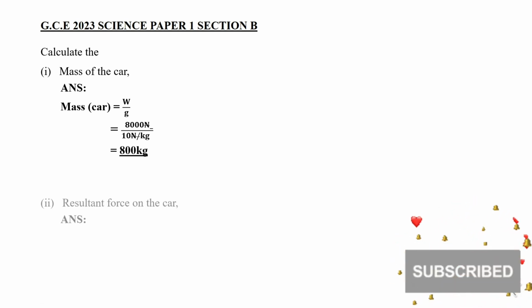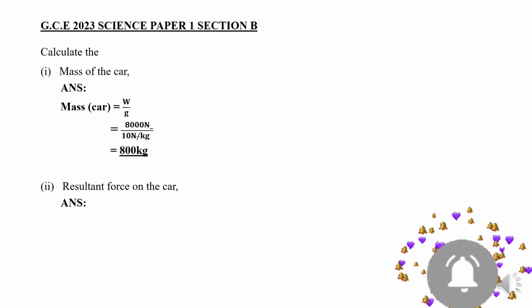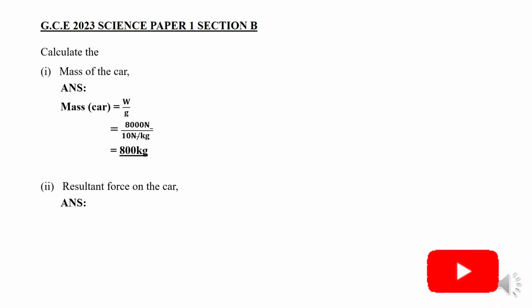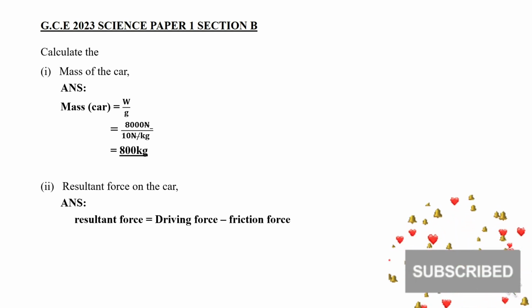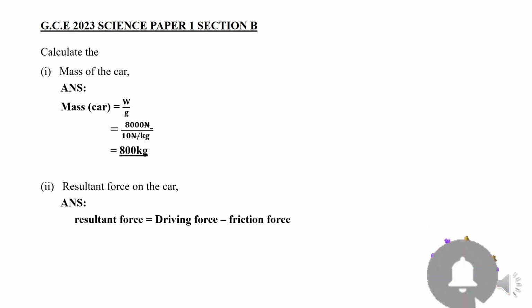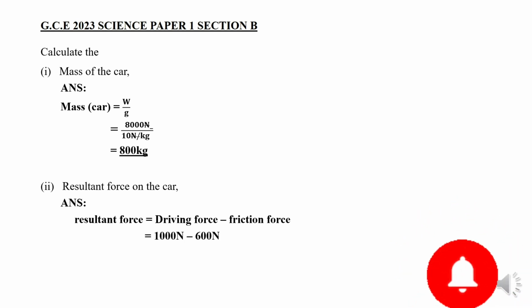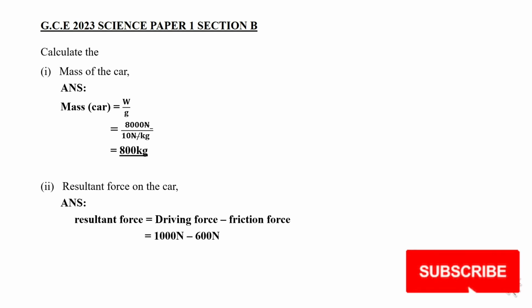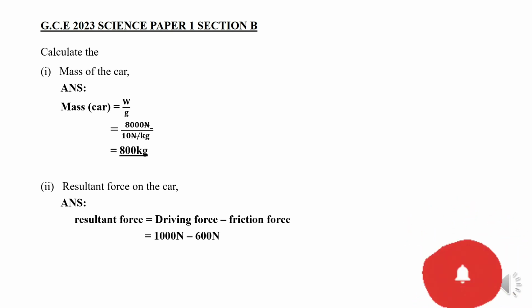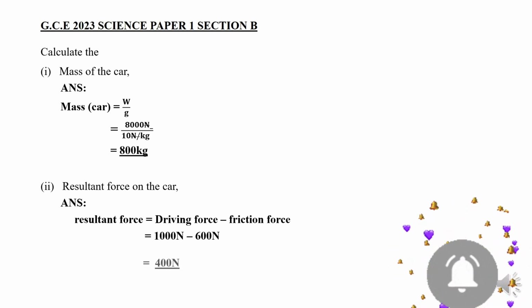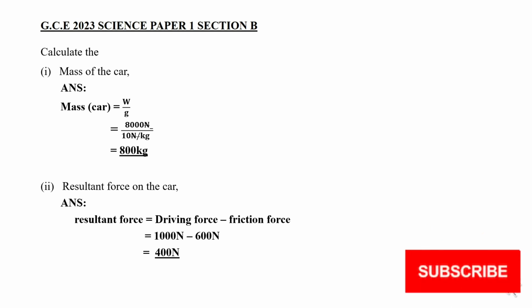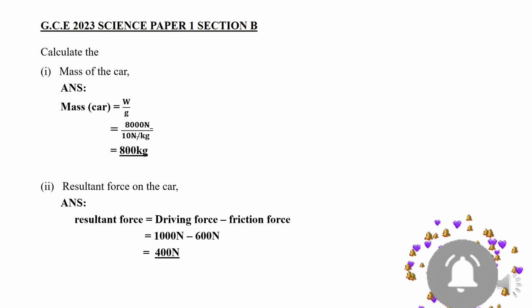We go to question 2. The resultant force on the car. The resultant force is equal to the driving force minus the friction force. The driving force is equal to 1000 newtons. The friction force is equal to 600 newtons. When you subtract those two, you are going to have 400 newtons as the resultant force.